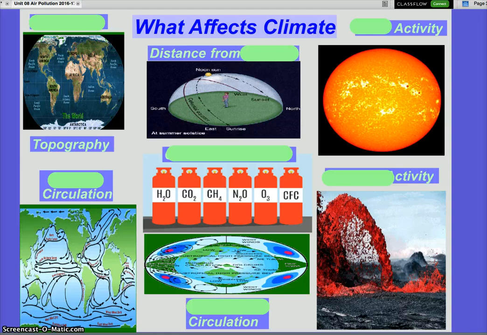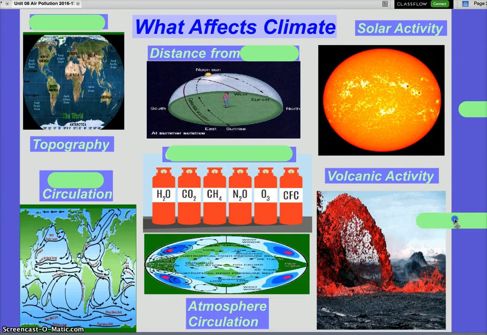So who could tell me some factors that affect our climate? Solar activity, good. What else? Good job. Volcanic activity. Wind circulation. Good. Air and water circulation. So both of them are affecting climate. Awesome.